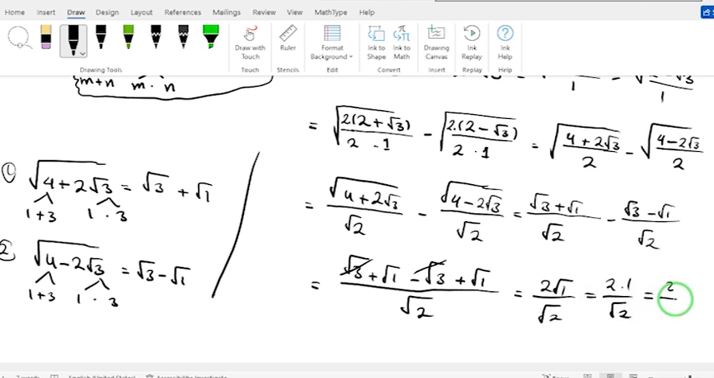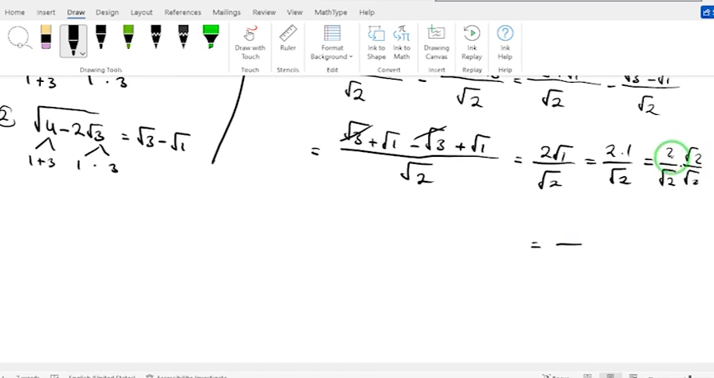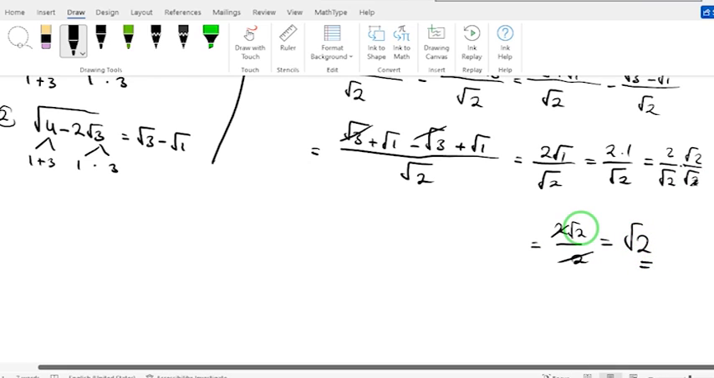2 over square root of 2. Then we multiply both numerator and denominator by square root of 2, and this gives us 2 times square root of 2 over 2. A square root of 2 multiplied by a square root of 2 gives us 2. We simplify, and then the answer is square root of 2. This is the answer. Thank you.